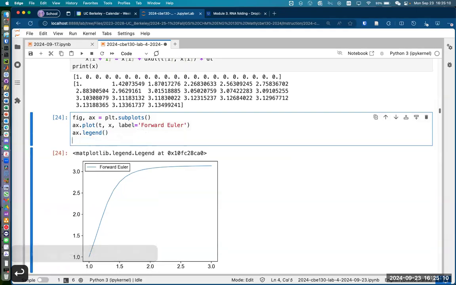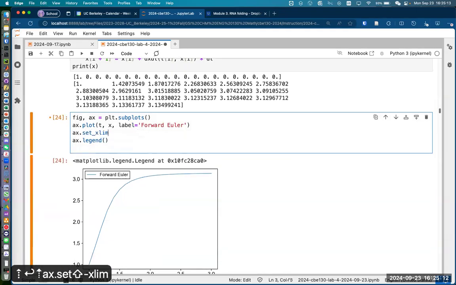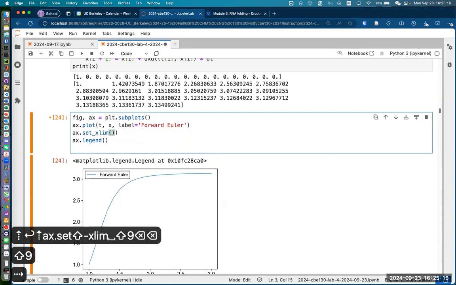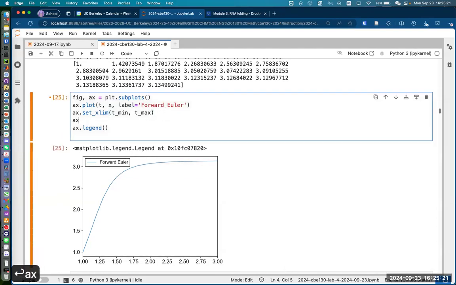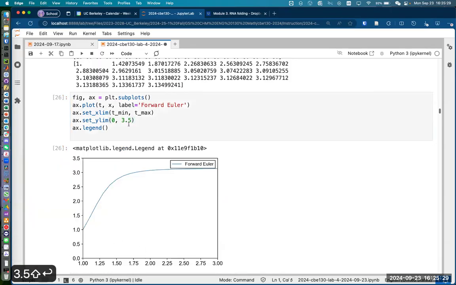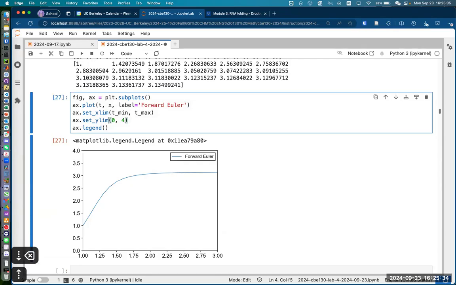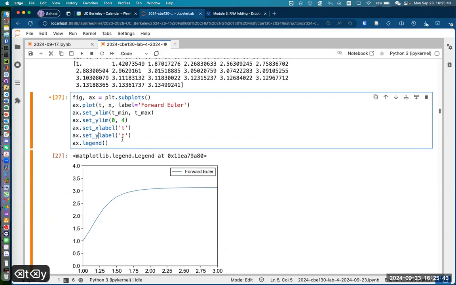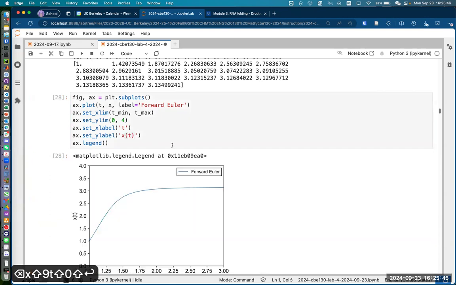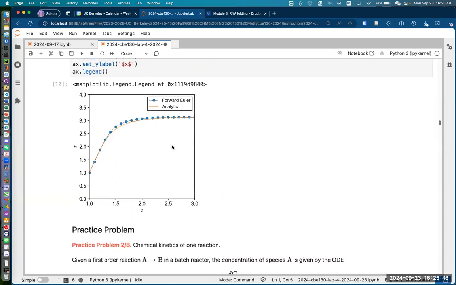Then we can do some adjustment: ax.set_xlim as the minimum of t, t min, to t max. And then set the y limit. As it starts from 1, we can do from 0 to 3.5 maybe. Okay, to 4. And as always, we want to label the x and y axes. So the x label is t, the independent variable, and the y axis is x of t. And you can double check with the below.